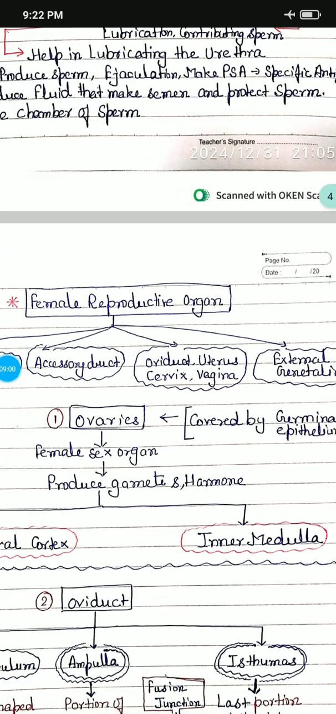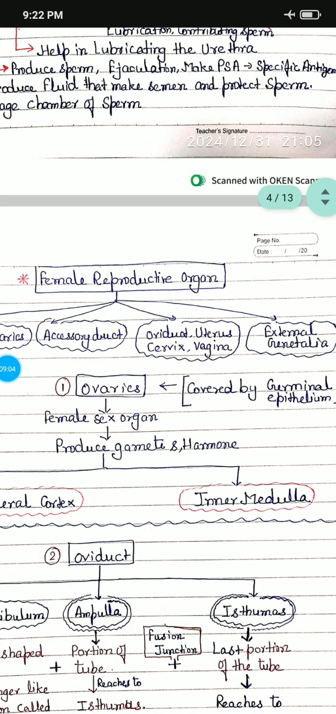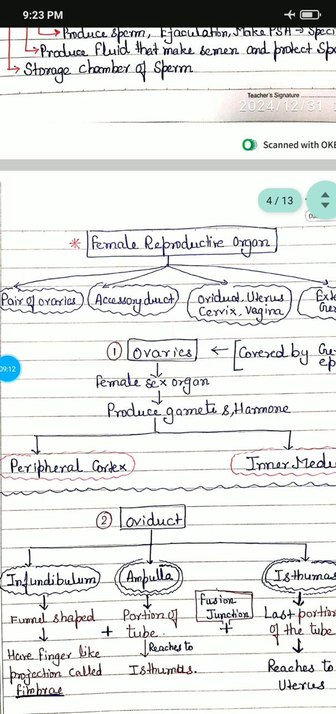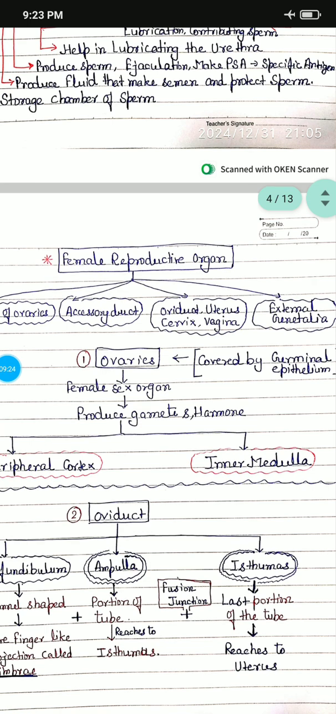Starting from the ovaries, the ovary is covered by a layer called the germinal epithelium, a cuboidal type of cell. The ovary is a female sex organ and produces gametes and hormones. The ovary is made up of an outer and an inner part. The outer part is called the peripheral cortex and the inner part is called the medulla.